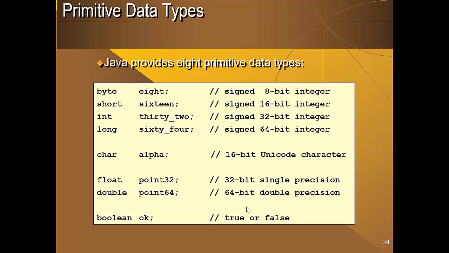So these are all the 8 primitive data types in the Java language. There are 4 integer types, as we saw previously: byte, short, int, long. There is one character type, which is char, and there are 2 decimal types, which are float and double. And there is one boolean type, which can have a value of true or false.